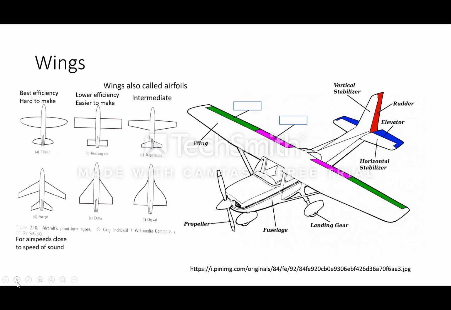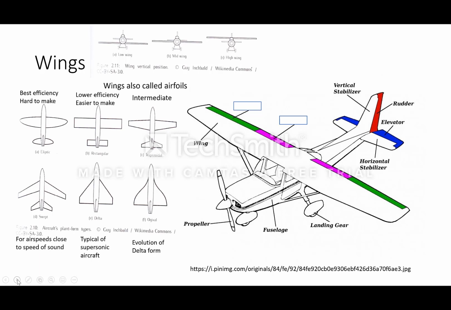For airspeeds close to the speed of sound, those planes have swept wings. So those wings are swept back to increase lift and decrease drag as they fly faster. The delta wing is for supersonic aircraft, and the ogival wing shape is an evolution of the delta form of the wing. So they serve the same purpose. It would be for supersonic aircraft, but you can see that it's a little more curved instead of having these straight edges and corners.